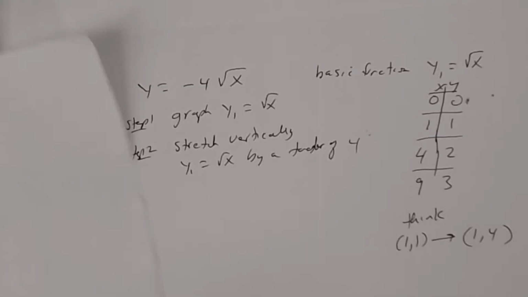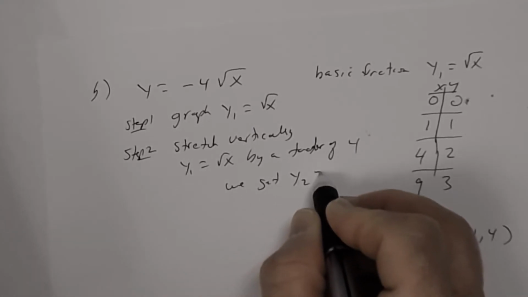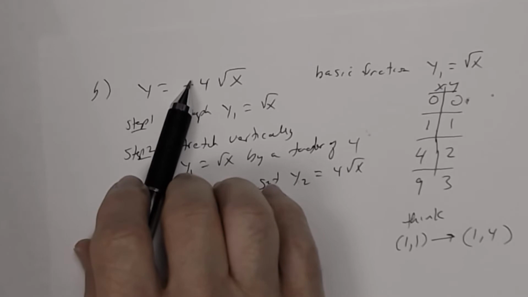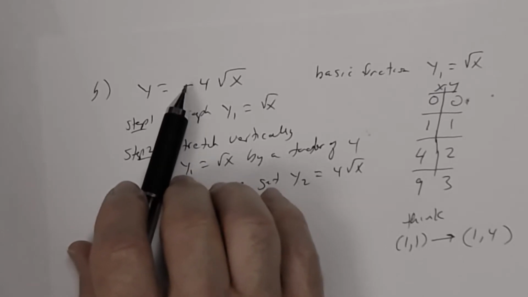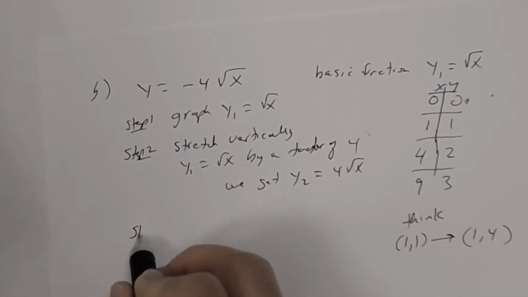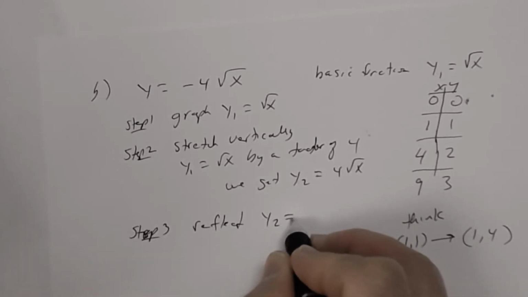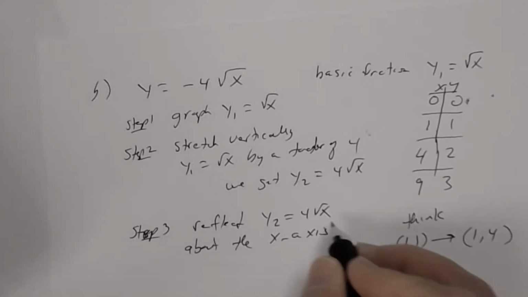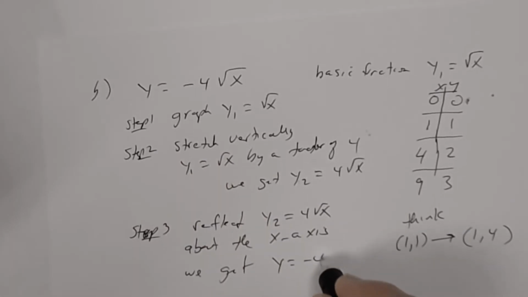Then you're going to say: stretch vertically y1 by a factor of 4, and we get y2, which equals 4 square root of x. And then finally I do what? The reflection about which axis? The x-axis. If this was negative inside, it would be the y-axis, but if it's on the outside, it's the x-axis. So step 3, reflect y2, which equals 4 square root of x, about the x-axis, and we get what we want: y equals negative 4 square root of x.